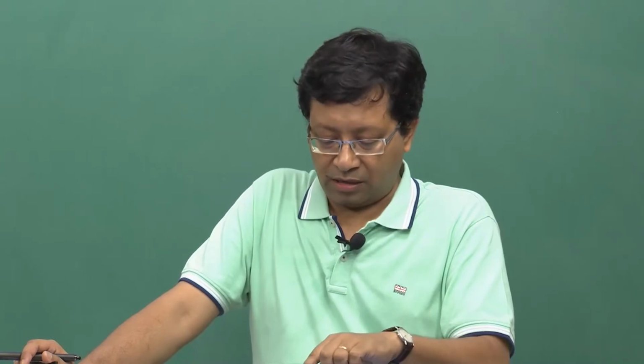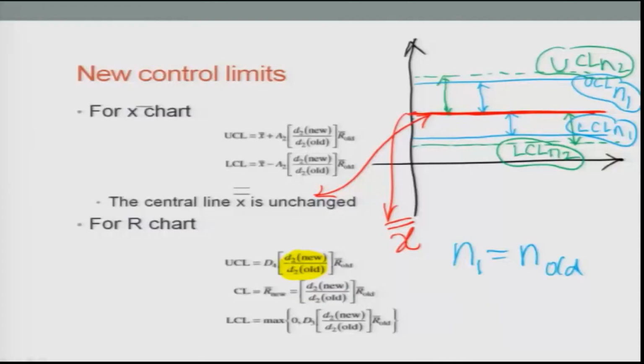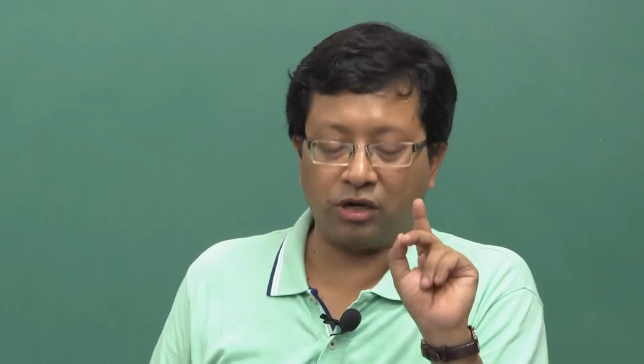So in this case, when you are using D2 new and D2 old, here also you are using D2 new, D2 old, but the values are not exactly the same because they depend on the sample sizes which are changing. Once I have the central line, R new would be based on the factor which is multiplied by R old, and similarly the lower control limit. It can be a maximum of 0 or some positive value. It cannot be negative because range cannot be negative, because I am trying to find the difference between the maximum and the minimum.